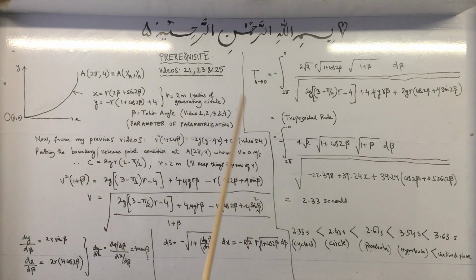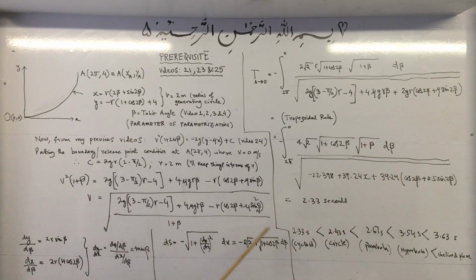It's very natural because when we take the derivative dy by d beta, dx by d beta, and then we get dy by dx, we get tan beta, which is a very natural result. You can watch my previous video regarding this. Putting the boundary release point condition from my previous videos, v squared times (1 plus 2 mu beta) is equal to this, video 24. Putting the boundary release point condition at point A, 2 pi meter, 4 meter, where v is equal to 0 meter per second. So c is 2 minus pi by 2, r, where r is the radius of the generating circle, equal to 2 meter. I will keep things in terms of r.